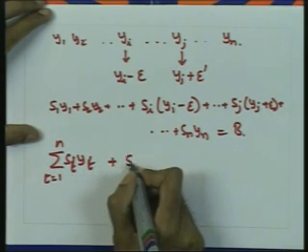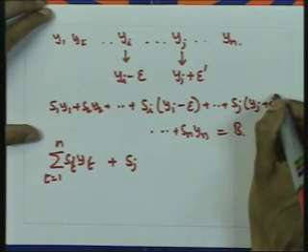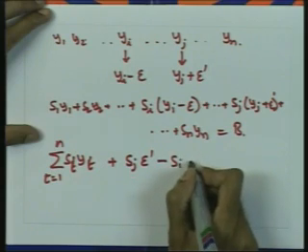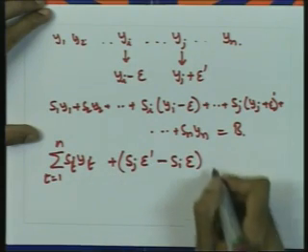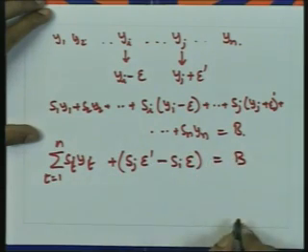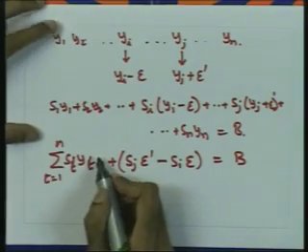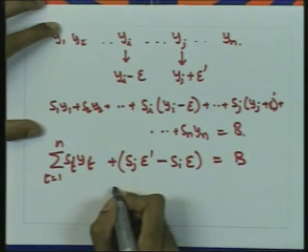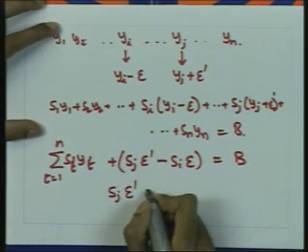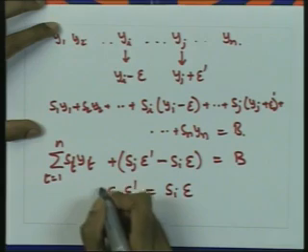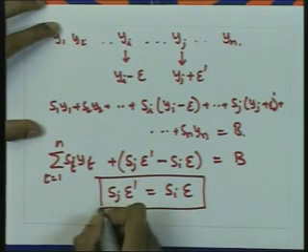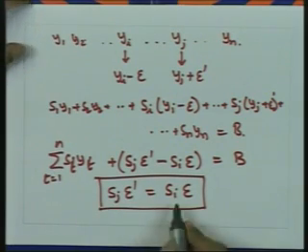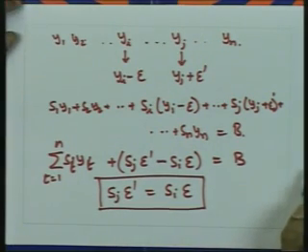plus Sj times epsilon prime minus Si times epsilon equals B. Well, the sigma term I know is already B, because initially I started out with the bag being full. So we have that Sj epsilon prime equals Si epsilon. If I want the bag to be full, then epsilon prime and epsilon I can choose in the ratio of Sj to Si.